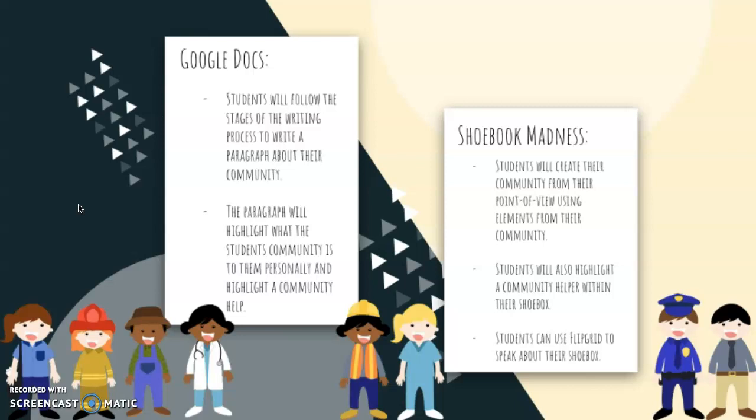So students will follow the stages of the writing process to write a paragraph about their community. In this 5 to 6 sentence paragraph, they will state where they live and what's around them. If there's a hospital near them, or the police station, or parks, or just anything that creates their community, that's what they will write about and give detail about. And also within the paragraph, they will highlight a community helper.